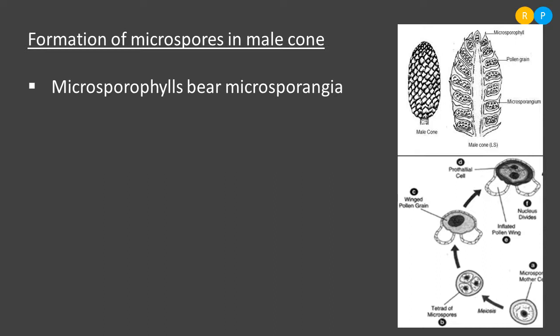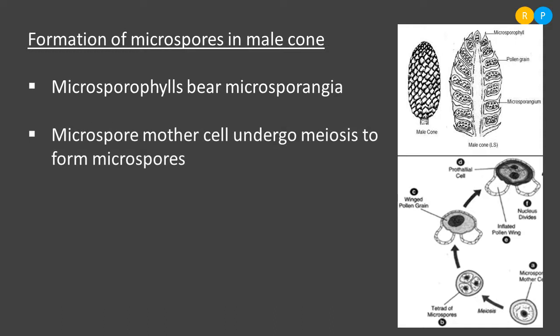So what is there in the microsporangia? Microsporangia consists of diploid cells. So many diploid cells will be present within the microsporangia. Those diploid cells are named as microspore mother cell. Clear? So the diploid cells are present within the microsporangia. They are called as microspore mother cell.